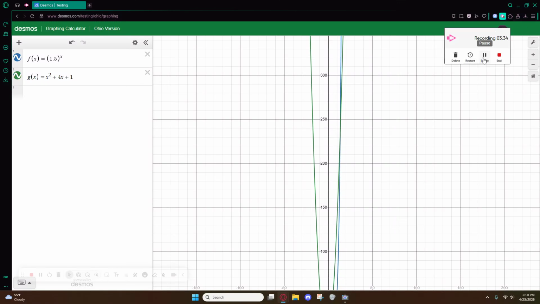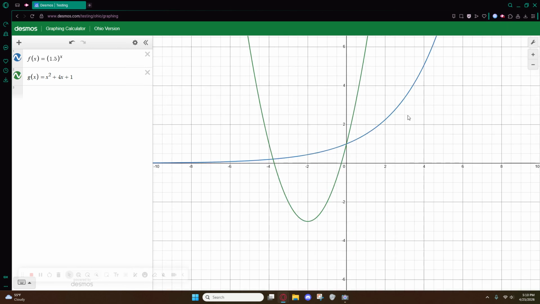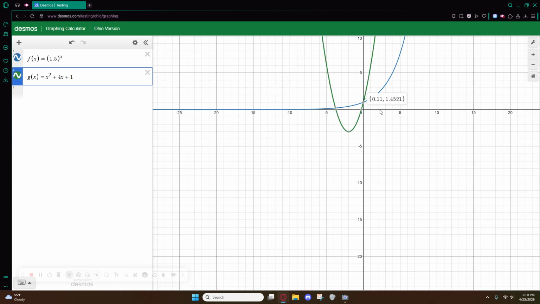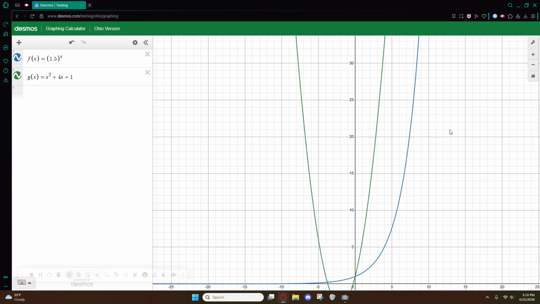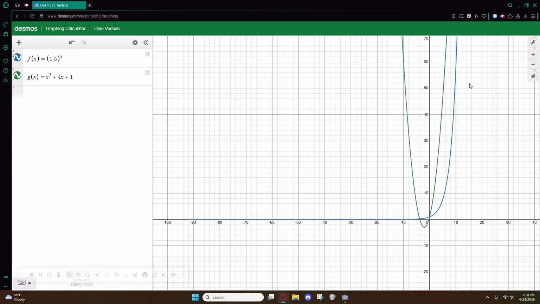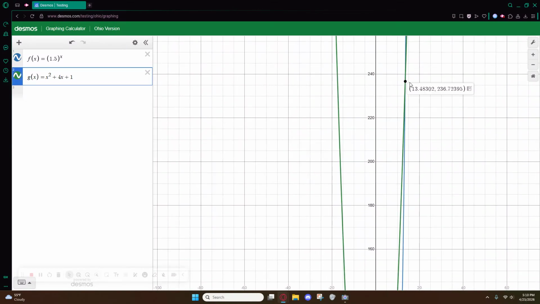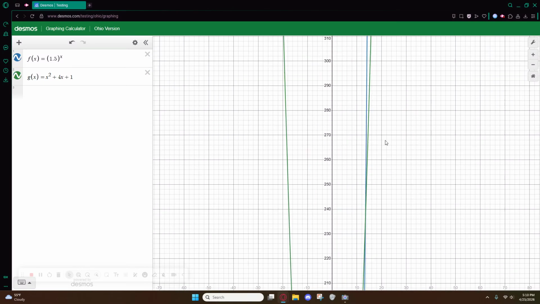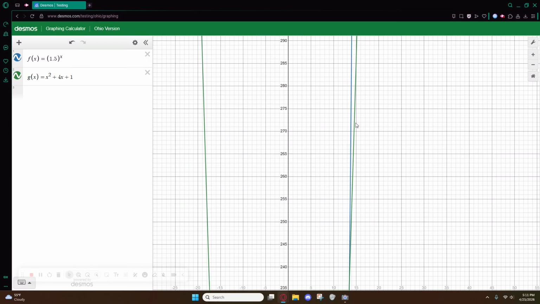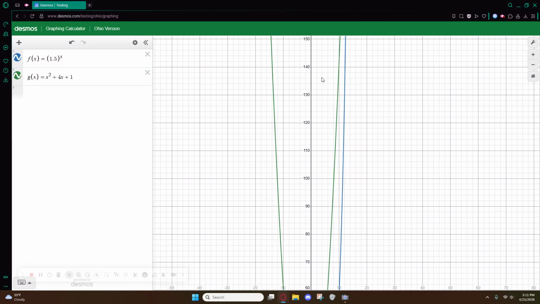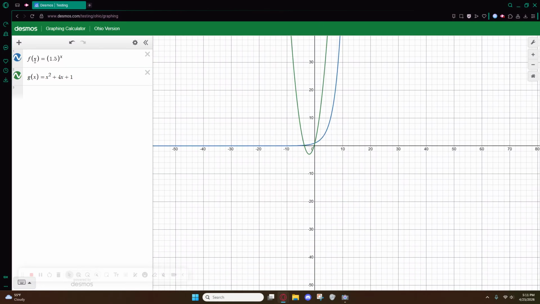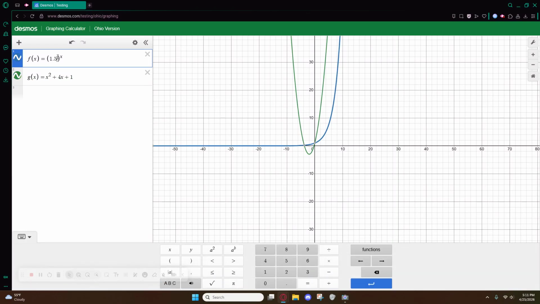Excuse me one second. Okay, so yes, we're at the point where g of x is greater than f of x. However, if you scroll out a little bit and you keep going, you'll see that they do eventually cross again at 13. And then f of x takes over. And this is expected. And the reason that this is expected is because this has a higher exponential base.